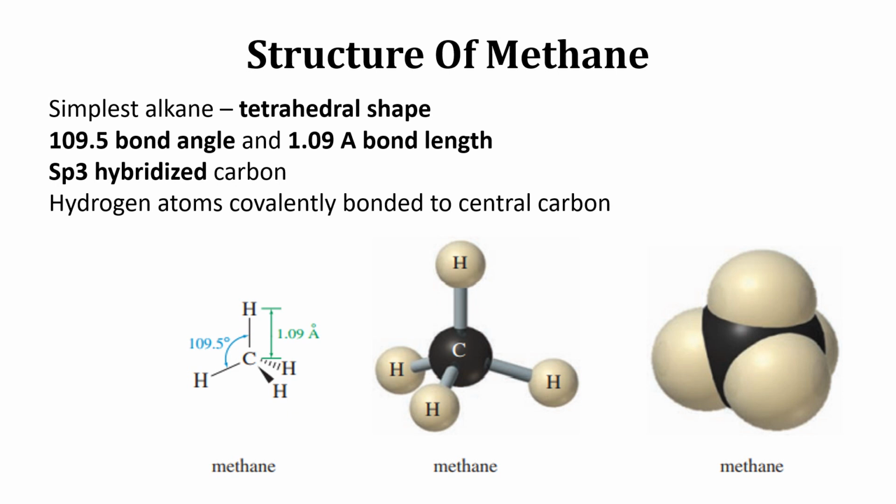Structure of methane. The simplest alkane is methane, CH4. Methane is perfectly tetrahedral with the 109.5 degree bond angles predicted for an sp3 hybridized carbon. Four hydrogen atoms are covalently bonded to the central carbon atom with a bond length of 1.09 angstrom units.